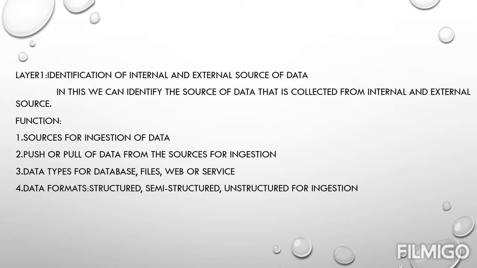Third one, data types for database, files, web or service. This is used to find the nature of the source that can be saved as database, file, etc. Last one is data format. Here we should find the data format as structured, semi-structured or unstructured, so that we can easily ingest the data according to its structure.